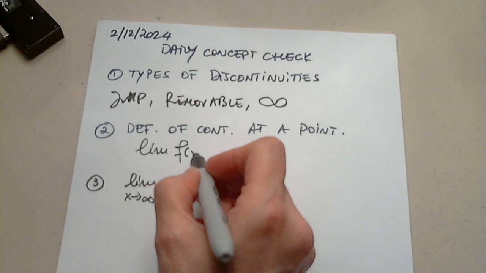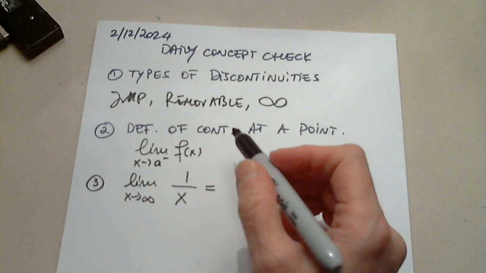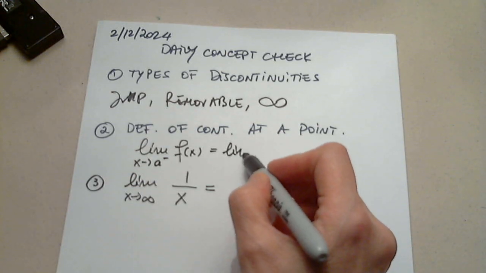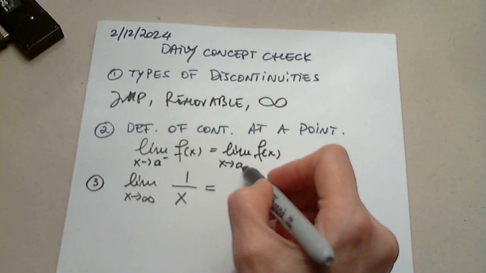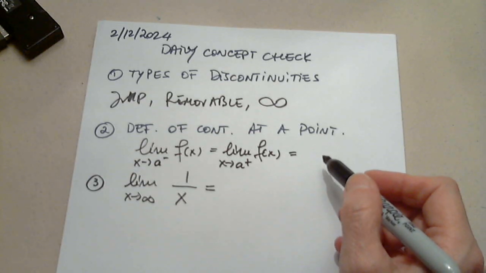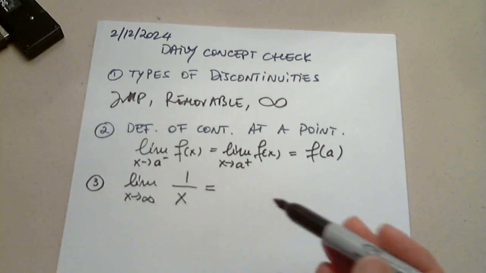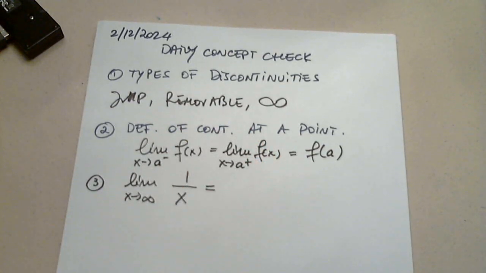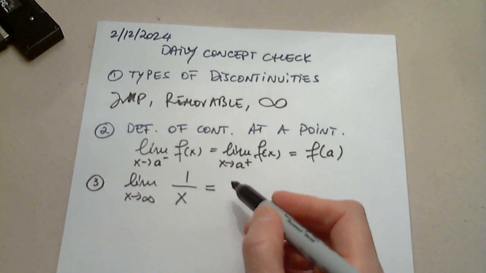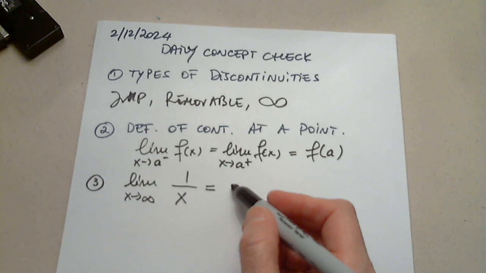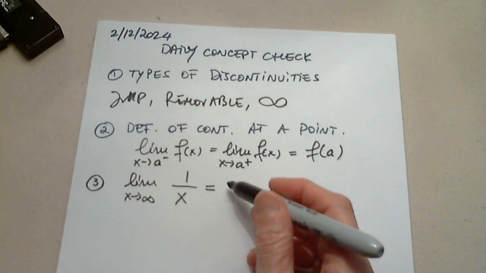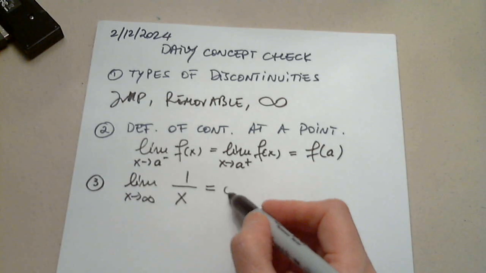So you mean the limit of f of x as x approaches a from the left? Yes. Must equal the limit of f of x as x approaches a from the right, and must equal f of a. Indeed. So the limit from the left, the limit from the right, and the function value at that point have to exist, and they have to be equal. Very good. What about here? Anyone? Equals 0. Thank you very much.